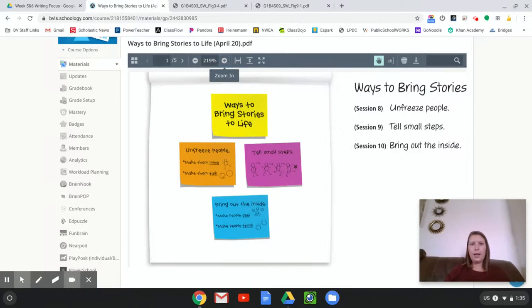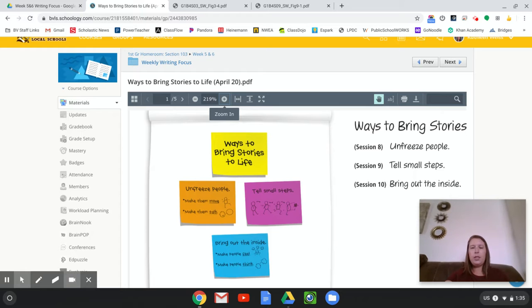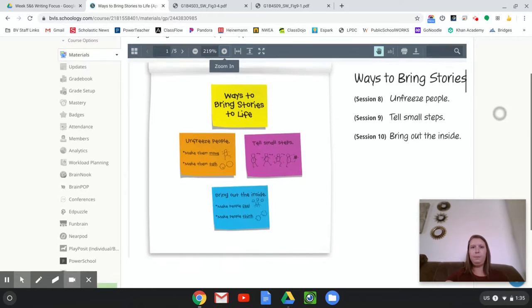All right, it is time to talk about our weekly writing focus. This is for April 20th. So in Schoology, you will find this chart in the week 5 and 6 weekly writing focus. It's called Ways to Bring Stories to Life.